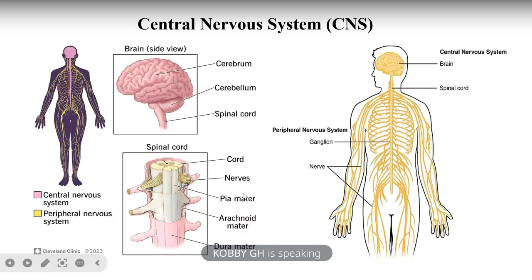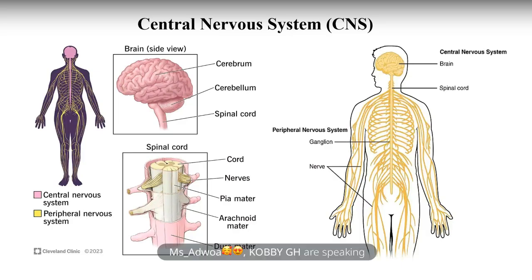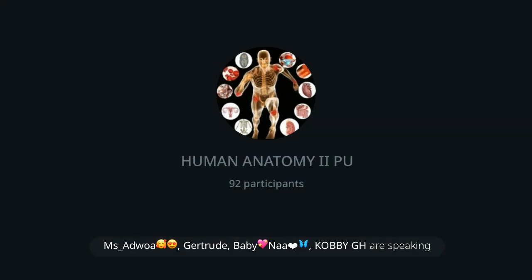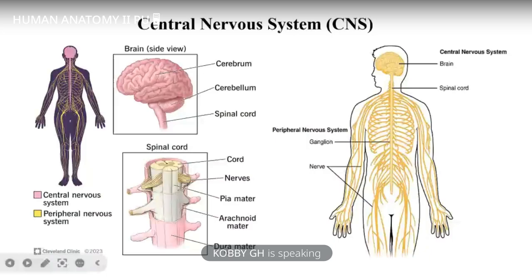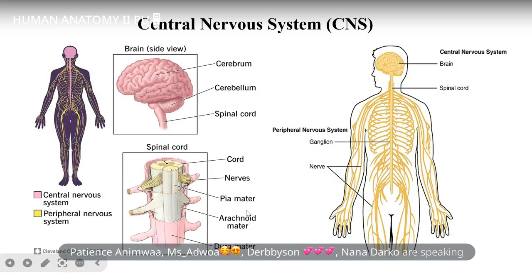Now, we have 3 membranes surrounding the brain and spinal cord. Let me take it again. The first membrane, we call it the pia mater. The second layer, we call it the arachnoid mater. Say arachnoid mater. The last membrane, we call it dura mater. Say dura mater.